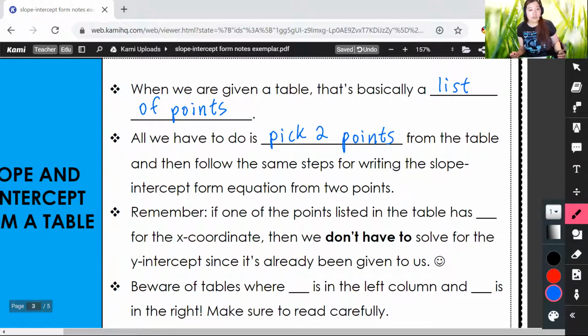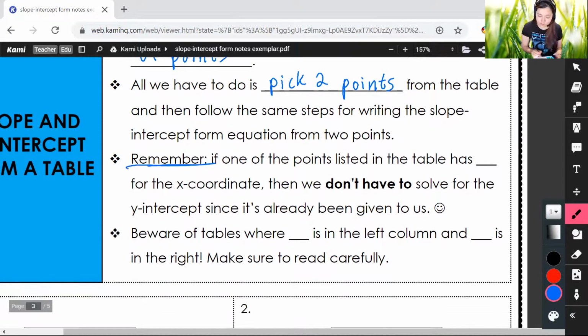Literally, the only difference is that now you have to pick 2 points from the table because the table gives you choices. So you get more creative freedom. You can choose which 2 points to use to find slope, and then you can choose one of the points to use to find the y-intercept. So you just have more choices. That's all.